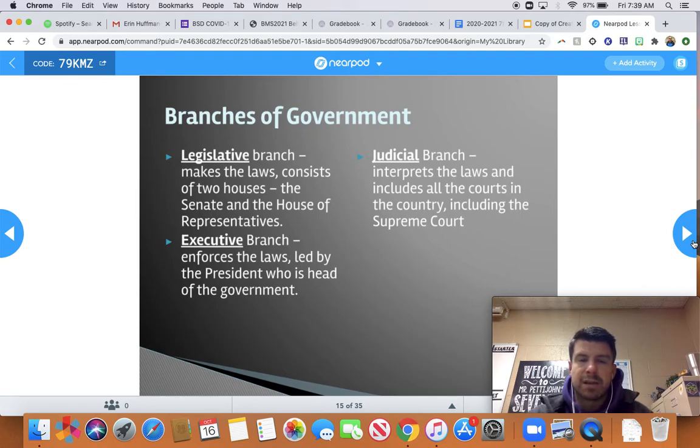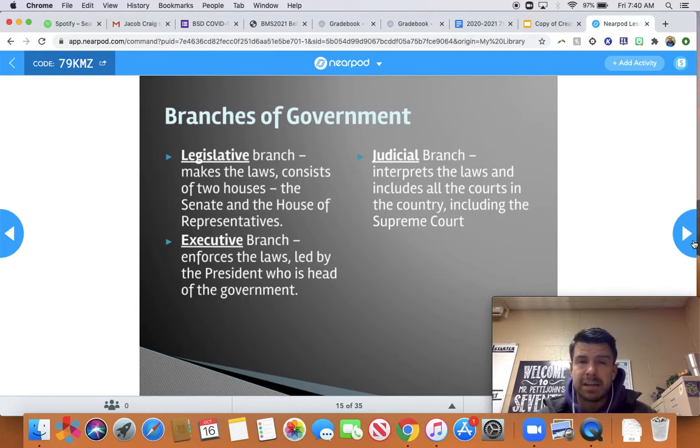Legislative branch, they make laws. It consists of two houses, the Senate and the House of Representatives. So if you're a senator, you would be on the Senate, and if you're a congressman or woman, you would be in the House of Representatives. Each state has two senators, and the congressmen and women, it depends on the population of the state, essentially. So big states like California are going to have more congressmen and women than a small state like Rhode Island.